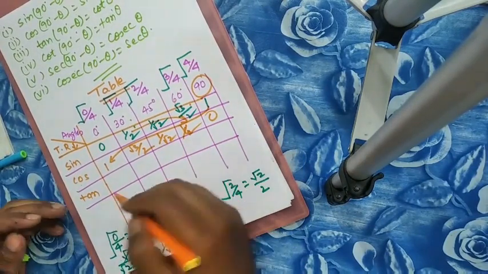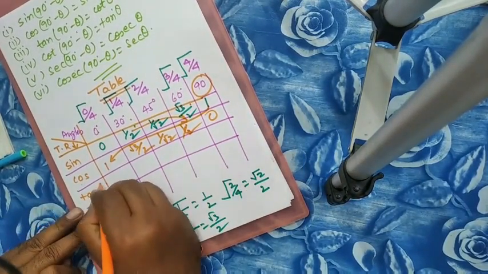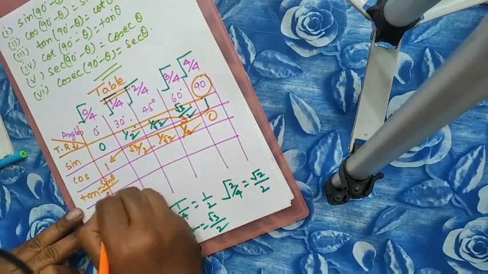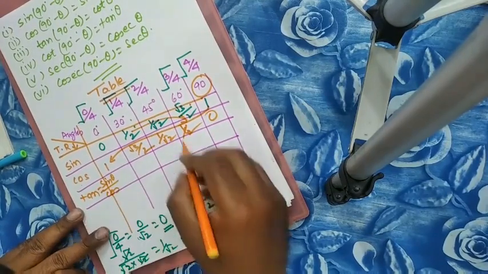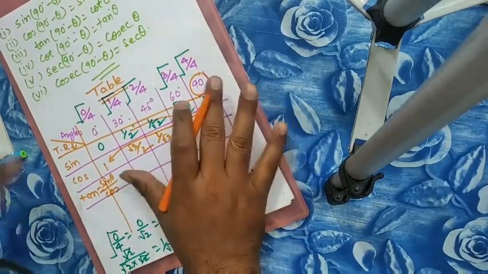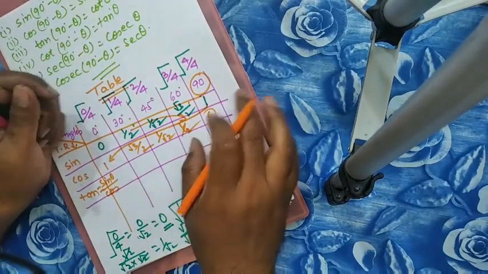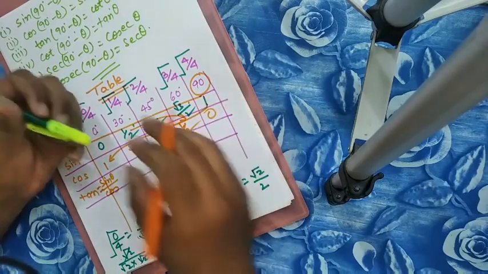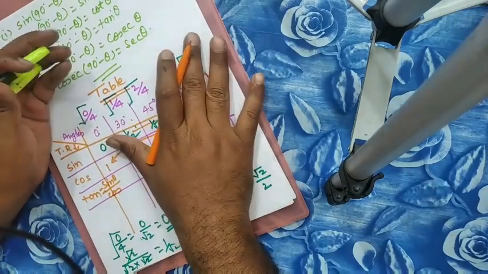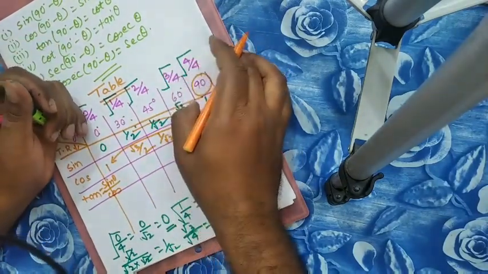Like that only we can calculate, as tan is equal to sin theta by cos theta. By this we can calculate the values. Like that only you can calculate the values in your examination hall also if you are forgetting these values. So it is easy for you to calculate in the examination hall.